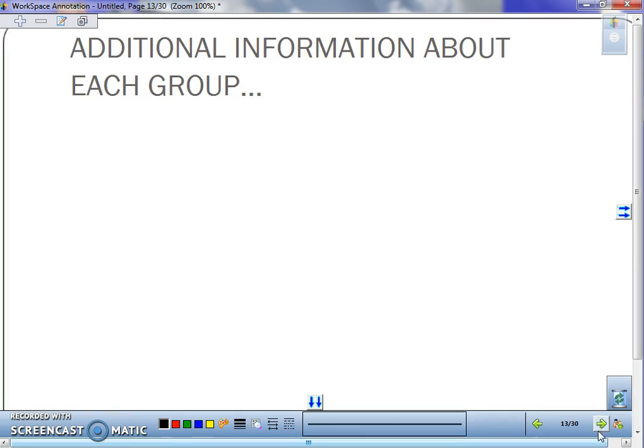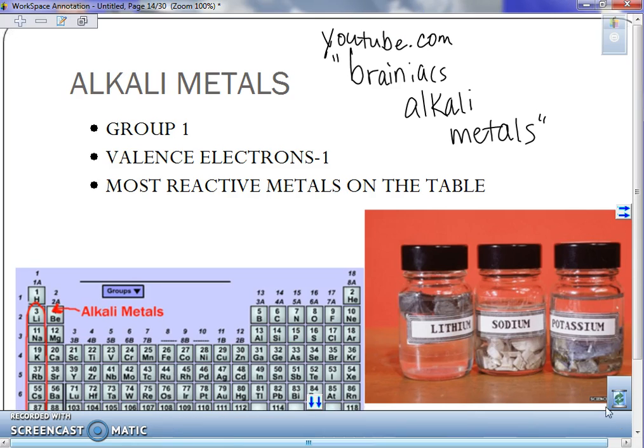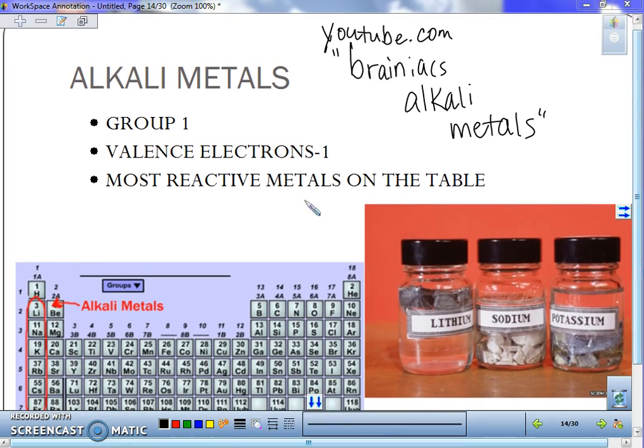Okay, and some additional information about each group or family. The alkali metals are found in group 1, as we said before. They all have one valence electron, and they are the most reactive metals on the table. If you see in this picture, all of them have to be stored in oil, and the reason they have to be stored in oil is because they are very reactive with water. They're so reactive with water that they can even react with humidity that's present in the air.